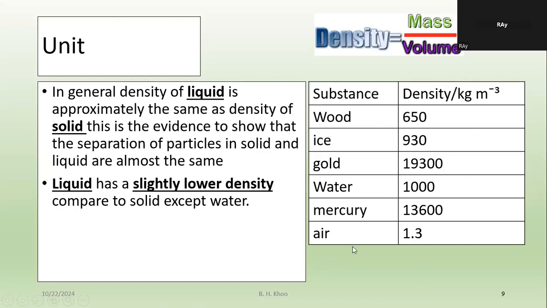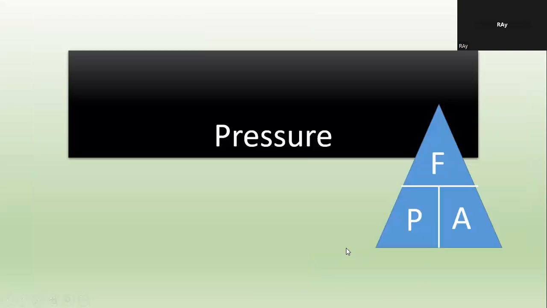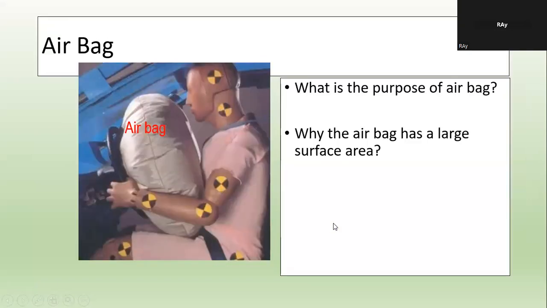So water is heavier than ice. Usually it's the solid that's heavier. The density of gas is about 1000 times smaller than the density of liquid. You can use this triangle to help you. If you want to find force, it is pressure times area. If you want to find pressure, it is force over area, you just cover the pressure up.